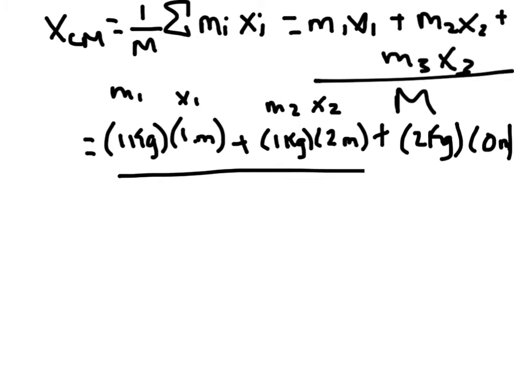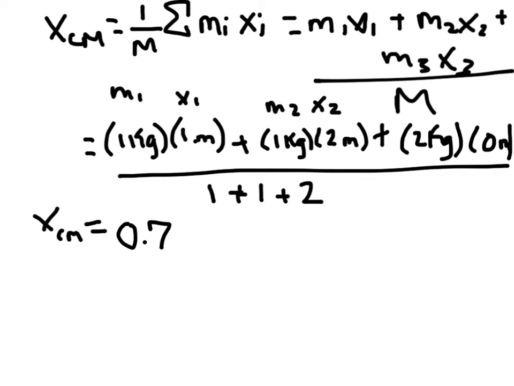I'm going to take all of this and divide it by the total mass, which is 1 kilogram, plus the mass of the second, which is 1 kilogram, plus the mass of the third, which is 2 kilograms. If I simplify all of this down, my x direction's center of mass should give me 0.75 meters.